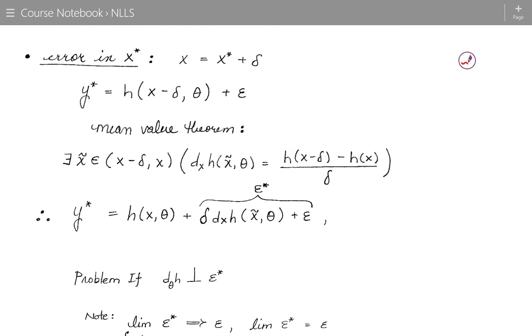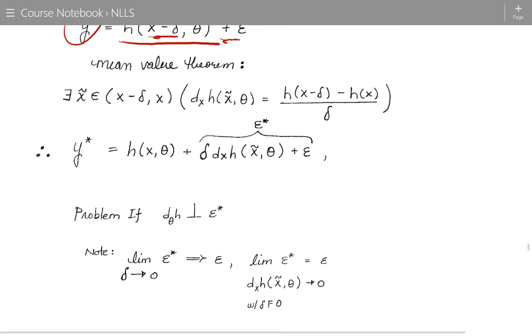What about measurement error in x? Well, this is a little different story. Our actual measured x is the true x plus this measurement error. And so what we would say is that y star, our true y, is h at x minus delta, because x star was what was in here, plus our usual error term.